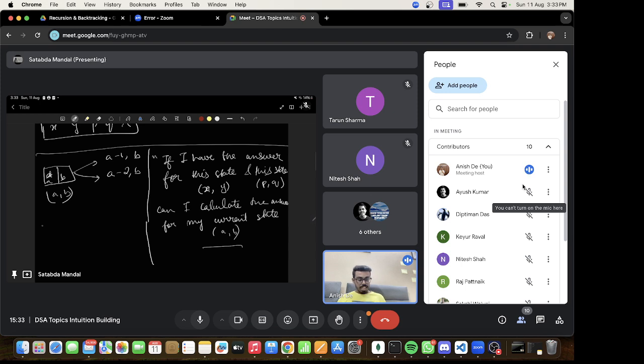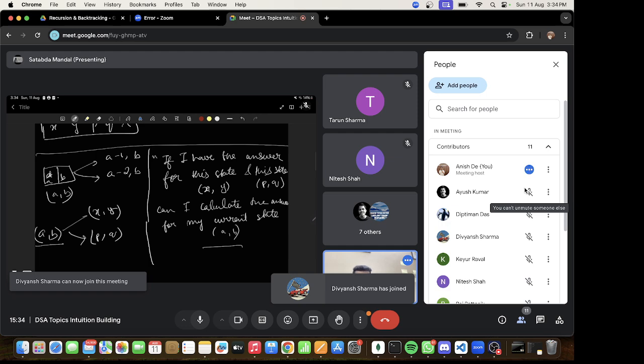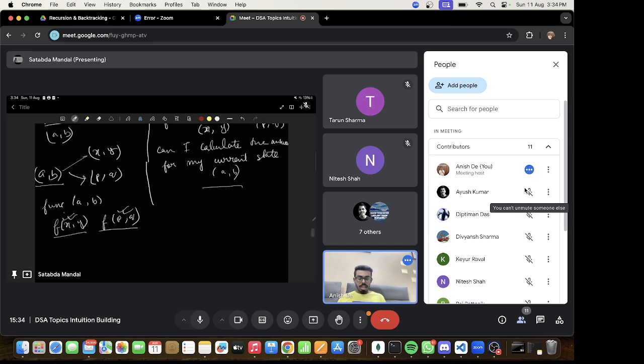Then you can say that A and B will depend on the x, y and p, q states. So whenever I have a function with parameters A and B, I will call function xy and function pq within the function A and B recursively, so that I get the answer for these two states, and I am able to calculate the answer for my current state, which is AB. Okay, this is the intuition.